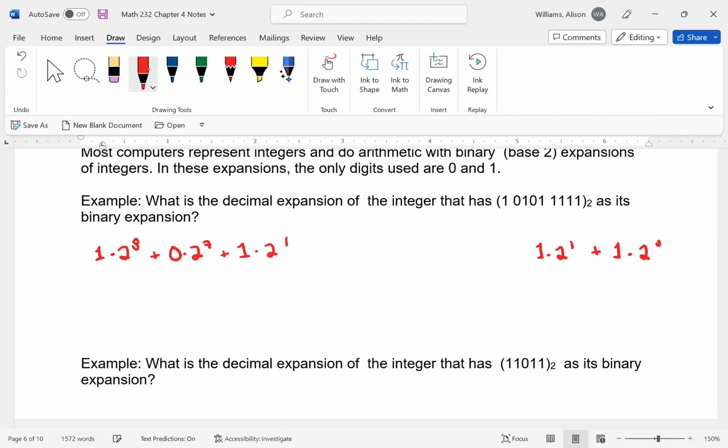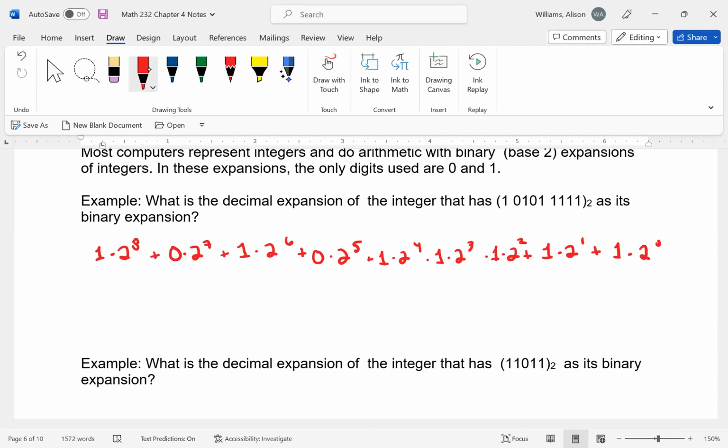1 times 2 to the 6th. 0 times 2 to the 5th. 1 times 2 to the 4th, and then the rest, 2 cubed and 2 squared, are both 1s. Okay, I made it fit relatively well. So you literally need to multiply this out. You literally are going to figure out what 2 to the 8th is. So grab your calculator and let's do this.